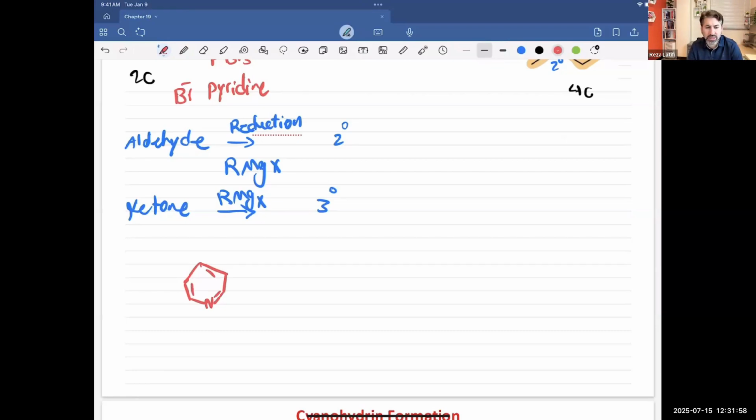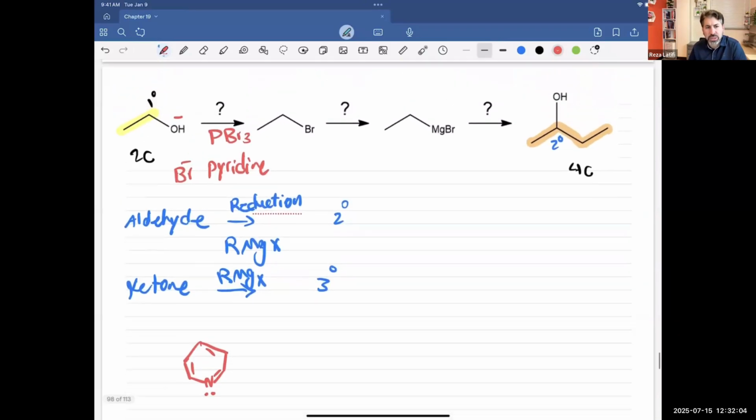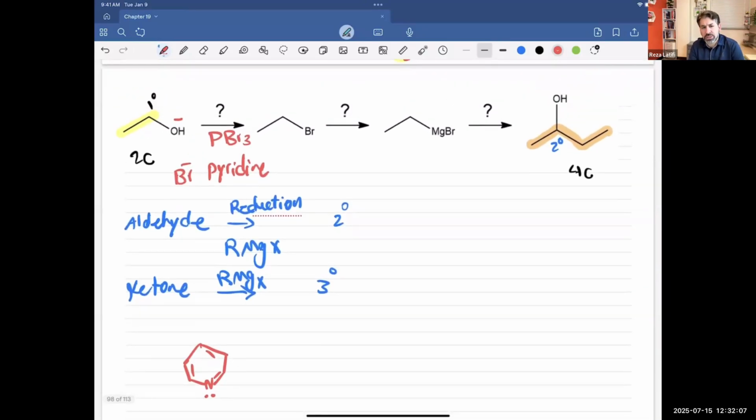Pyridine is technically a benzene ring that has nitrogen instead of one of the carbon atoms, and the nitrogen has a lone pair. Okay, next step, Br gets replaced by Mg. So you need to use Mg, and the solvent must be dry. I can use ether, or I can use THF as a solvent. THF also is an ether molecule. And next step, now this one will be added to whatever you have.